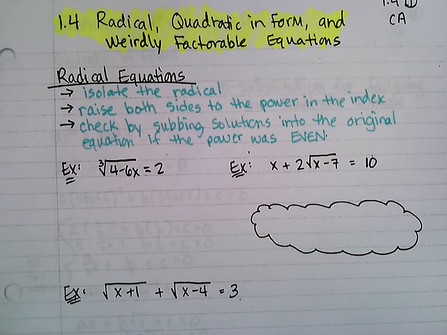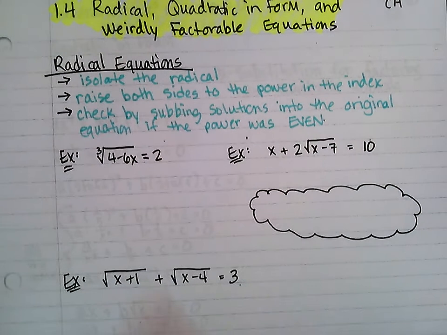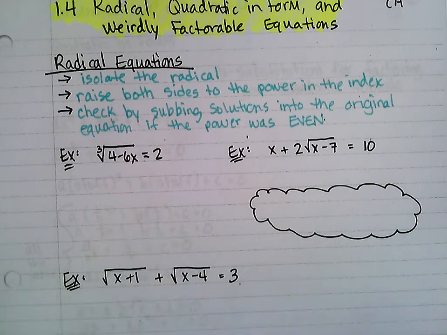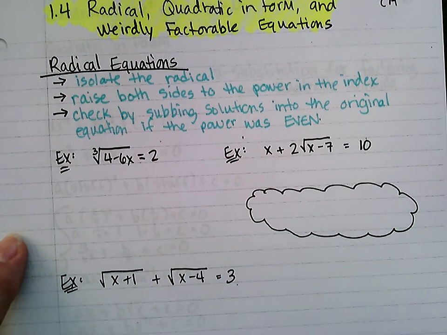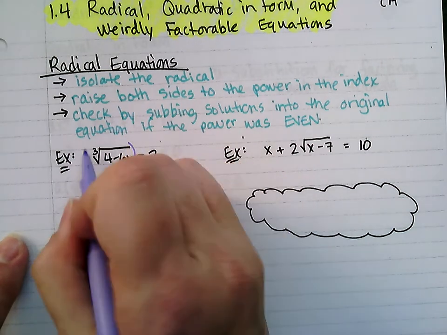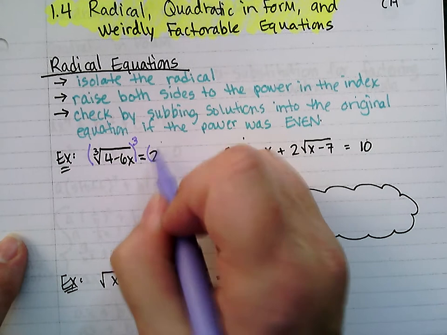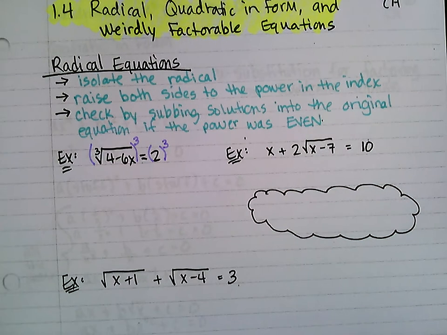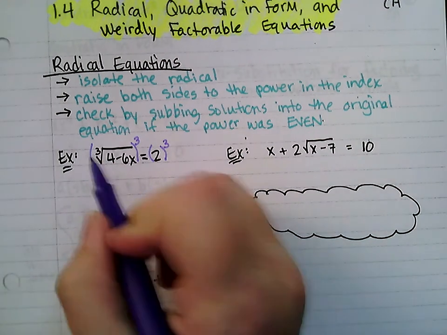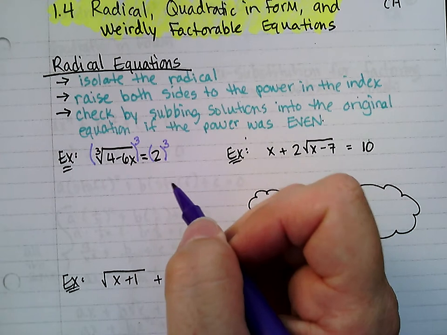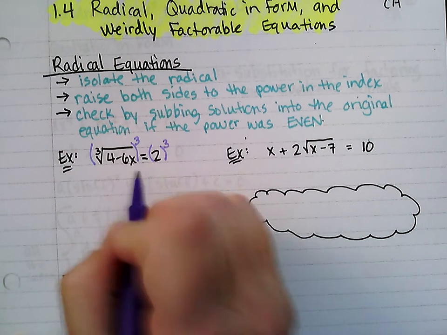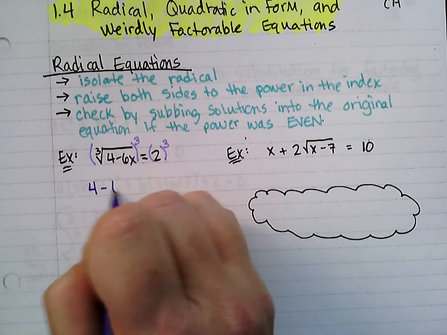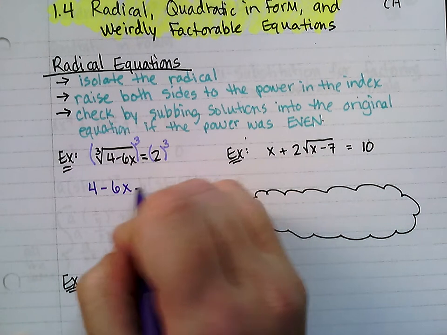So let's see. The first thing we're going to do here is isolate the radicals. The radical's already isolated, never mind. So then we're on to the next step, raise both sides to the power of the index. So we're going to cube the left side, cube the right side. Now when we cube a cube root, the cube root and the cube are opposite operations. So they kind of negate each other and just leave you with the argument of the radical, or the radicand. So we're going to be left with 4 minus 6x on the left side.